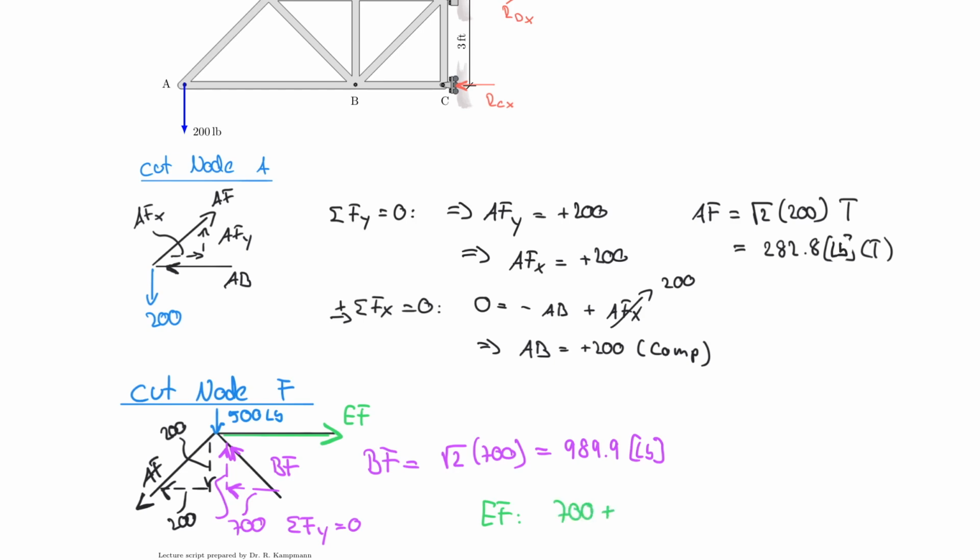700 plus 200. And this is already applied the sum of the forces in the x direction being equal to 0, right? So that's where that's coming from. So we know that EF effectively is equal to plus 900 pounds, and that is in tension. So that is in tension, and by the way, let me not forget that BF was in compression.